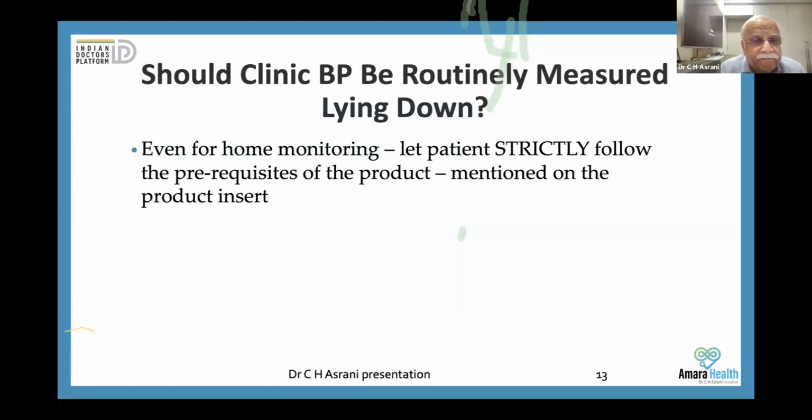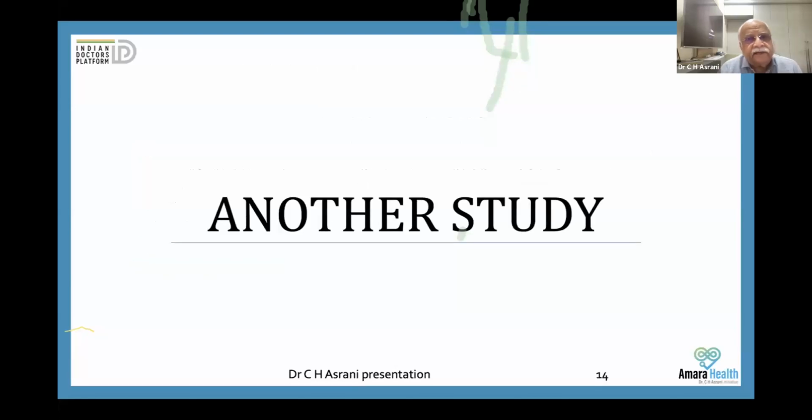And the first thing is 10 minutes of rest without any physical activity and lying down flat or sitting with arm on the table supported. 10 minutes of relaxation and supine position. Another study said, earlier we used to say that 3 readings at least should be taken before you label somebody as a known hypertension and consider treatment, either drug treatment or lifestyle management.